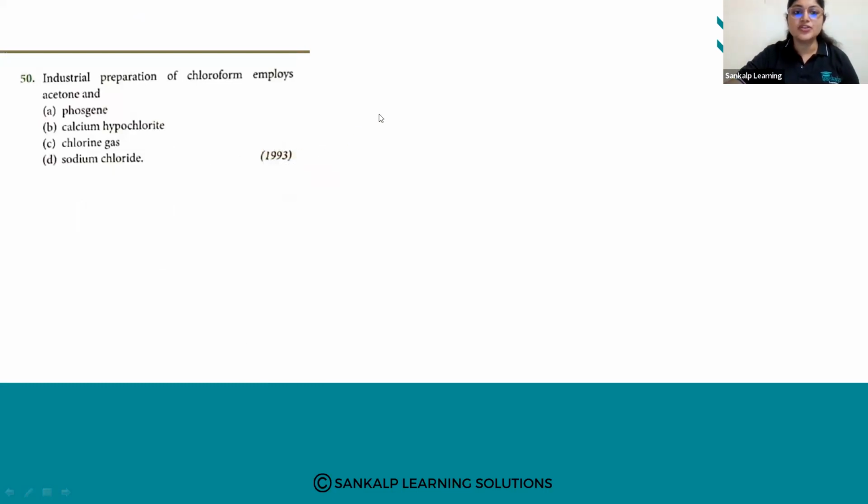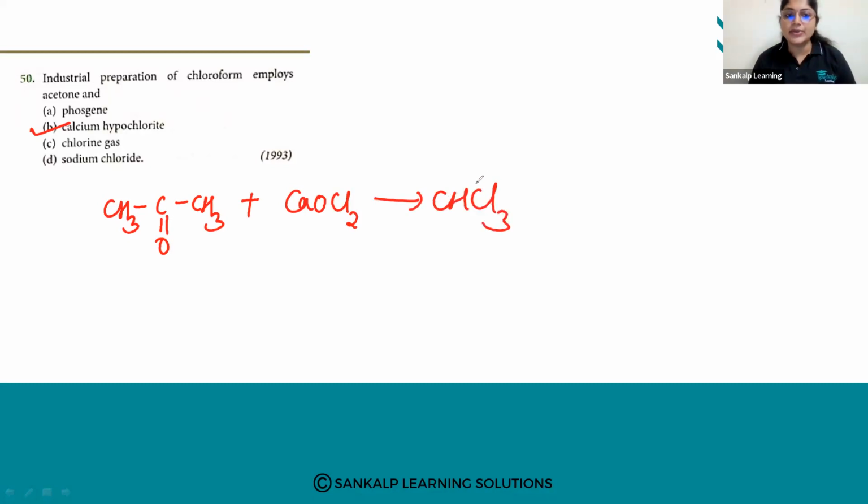Industrial preparation of chloroform employs acetone and, okay, so whenever you are preparing chloroform industrially, what is used? Acetone reacts with calcium hypochlorite to give you CHCl3. So industrial preparation of chloroform employs acetone and calcium hypochlorite. Remember this, it is calcium hypochlorite.